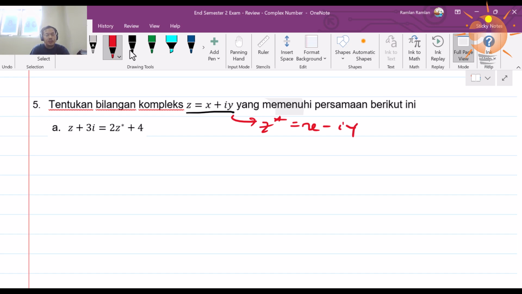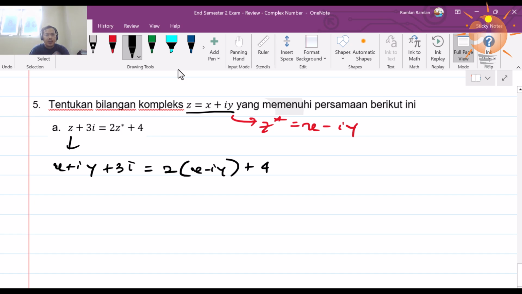Now what we need to do is just substitute that z with x plus iy, and then this guy becomes this guy, and then see if you can spot a pattern, and then solve the value of x and y here. Okay, so let's do that. Now this guy here is just x plus iy. This guy is just plus 3i, and then on the right side will be 2 bracket, don't forget the bracket here, the conjugate of z, which is this guy, and that'll be x minus iy, and then plus 4.